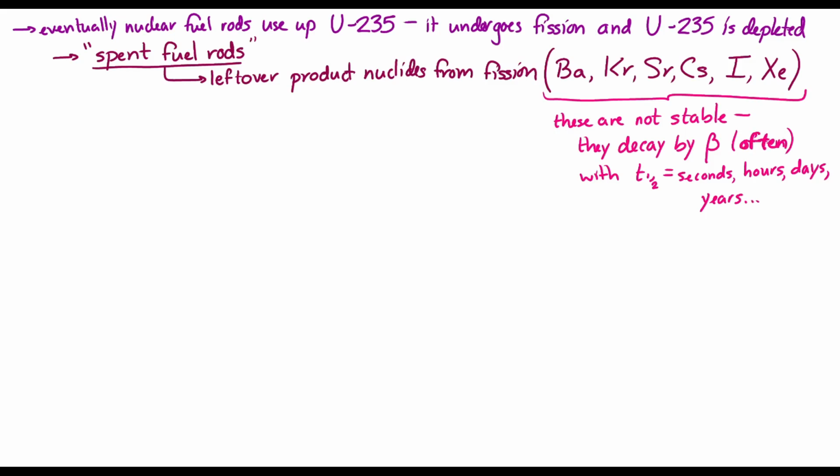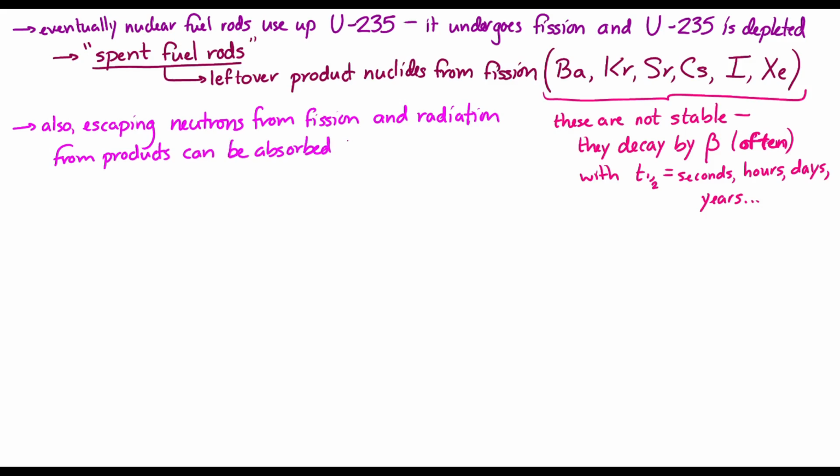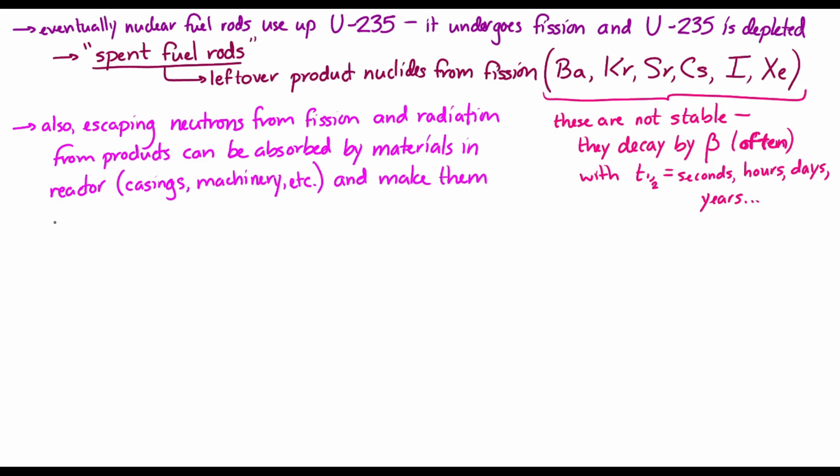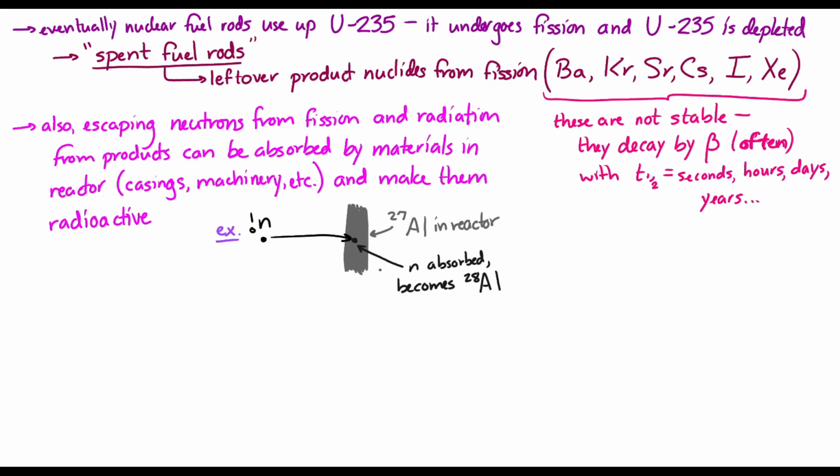Another problem is the escaping neutrons from the fission reactions and the radiation from the products can be absorbed by materials within the reactor. So for example, the casings and the fuel rods or the machinery surrounding the reactor. And this can cause those to become radioactive. So for example, if we had aluminum-27 in the fuel casing inside of the nuclear reactor, and a neutron is absorbed by this aluminum-27, it will turn into an unstable aluminum-28 nuclide, which then decays into silicon by beta-minus radiation with a half-life of 2.25 minutes.